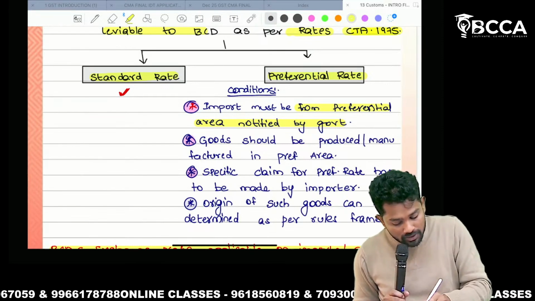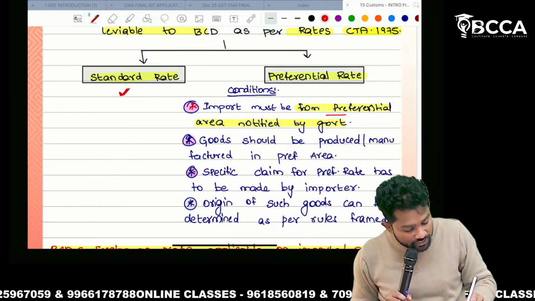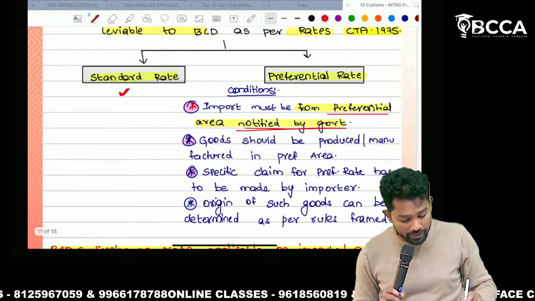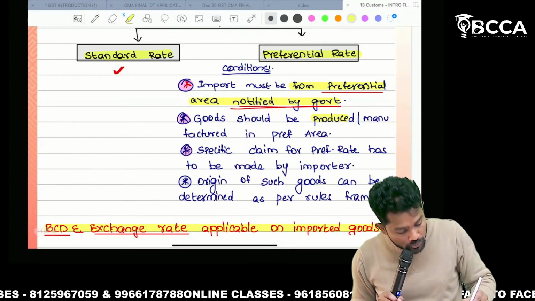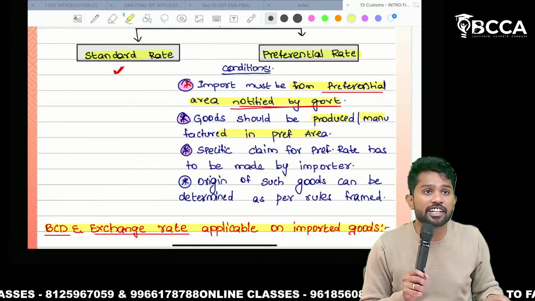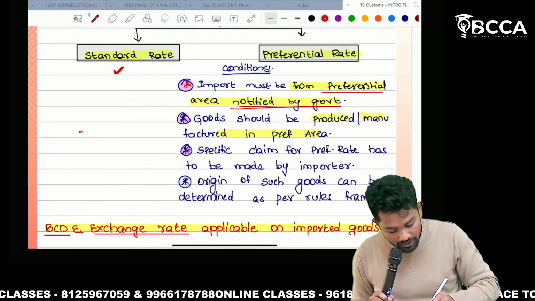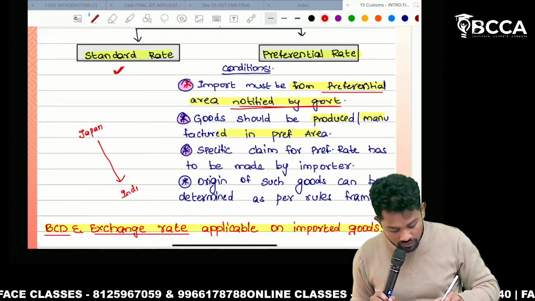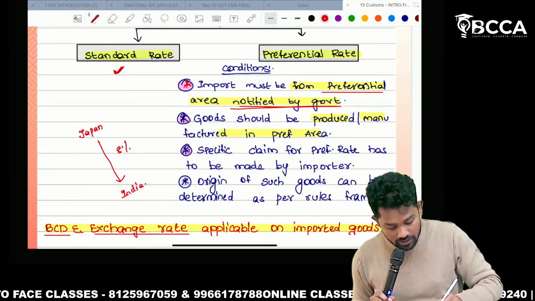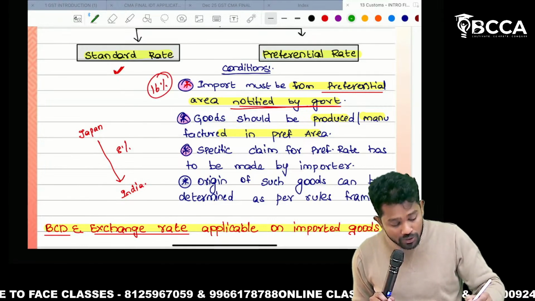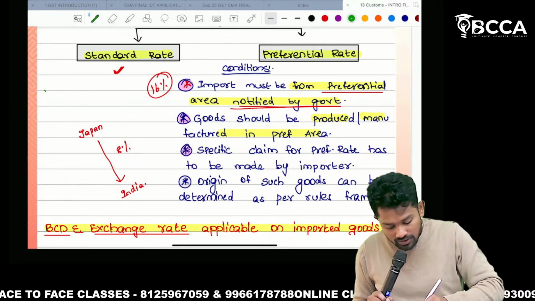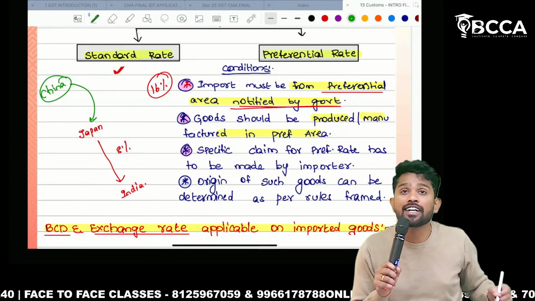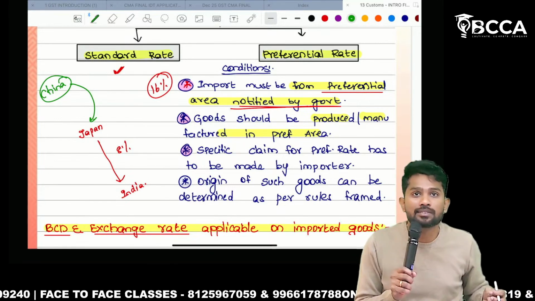So import must be from a preferential area notified by government, and then goods should be produced or manufactured in that preferential area. Sir, let's say Japan is a preferential country for us. So if the import is from Japan to India, then only 8%. Otherwise, it is 16%. Now, what other people are doing is, these China people, from China, they are sending goods to Japan, and from Japan again they are sending, to get this lower rate benefit.